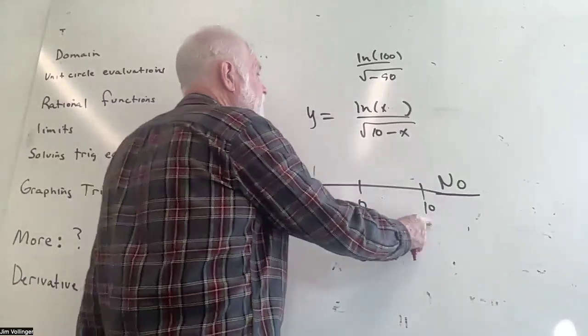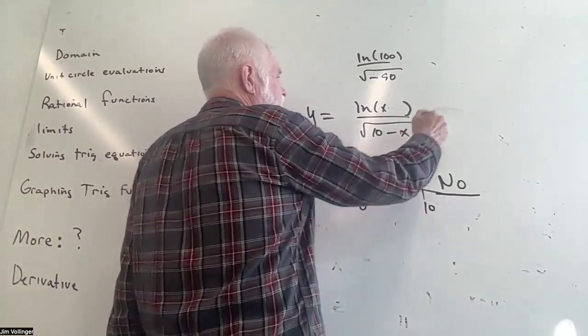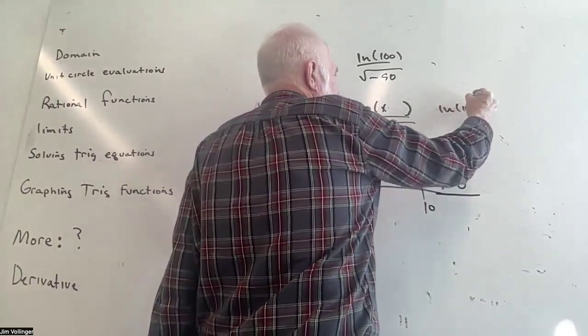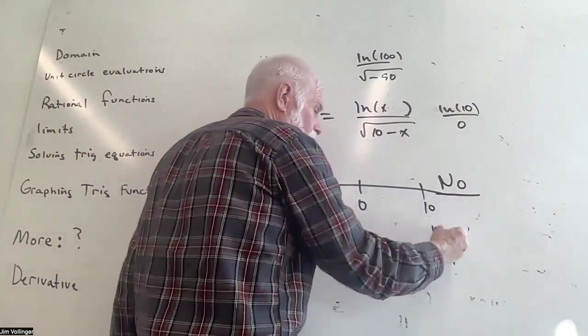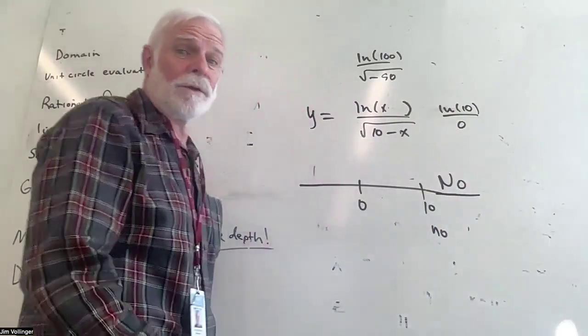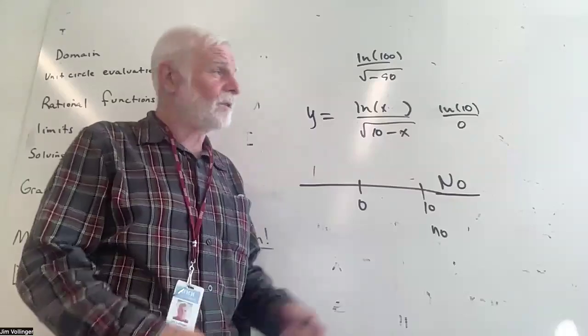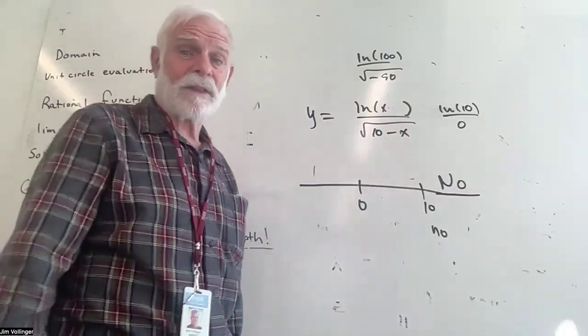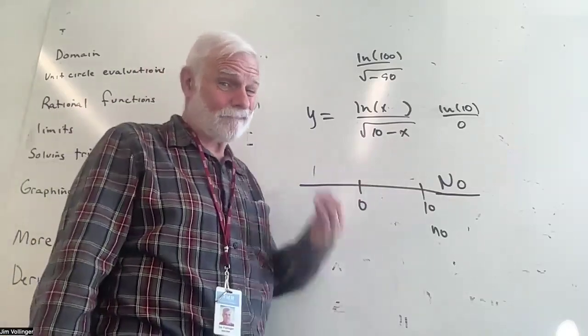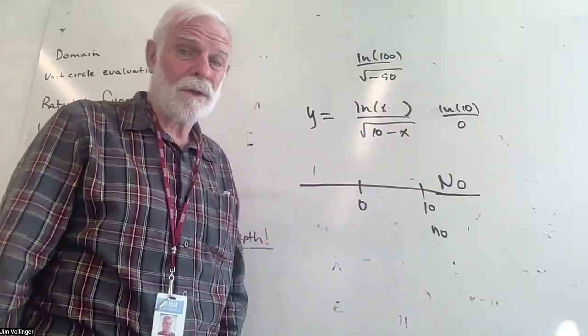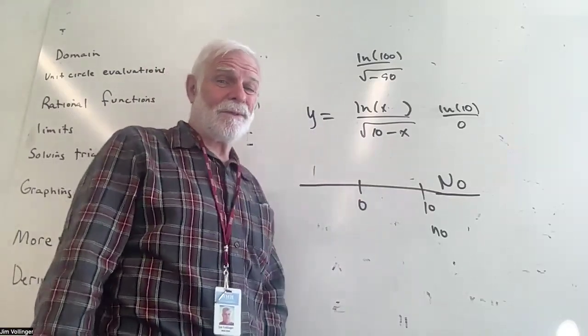How about a number like 10? Can I use 10? 10 minus 10 gets me the ln of 10 divided by 0. Can I do that? I hope you say no. I hope you know at this point. You're in high school, you should know you can't divide by 0. And if you don't know that, I'm telling you right now, you should. Maybe you want to make it an important thing to know.